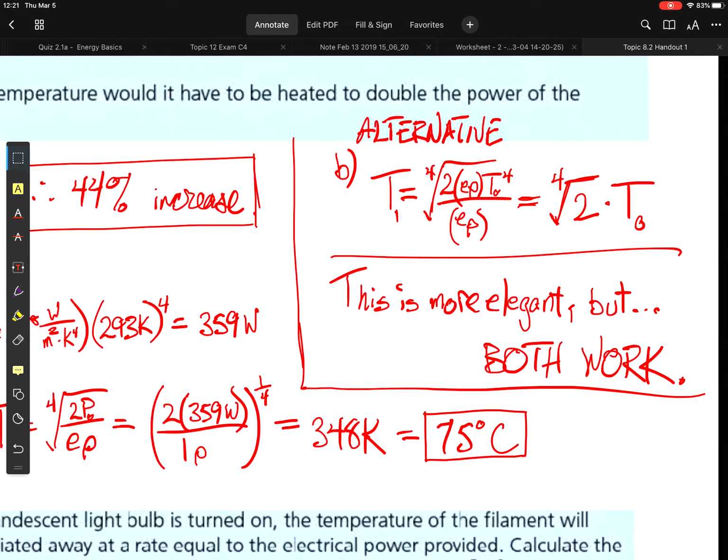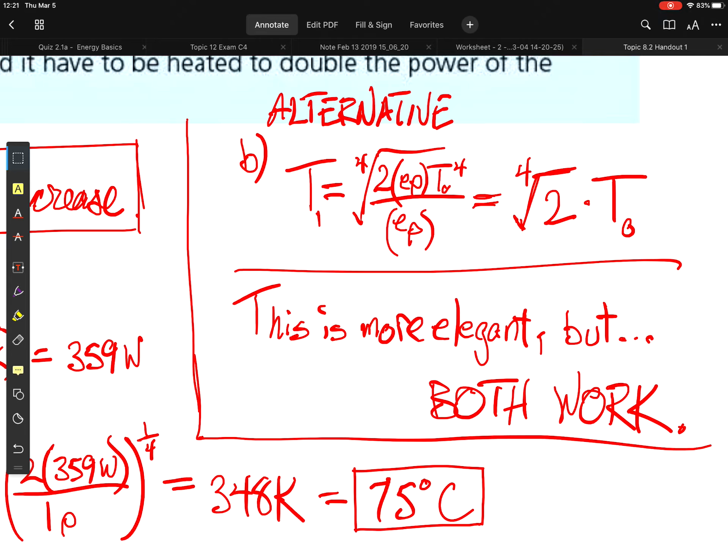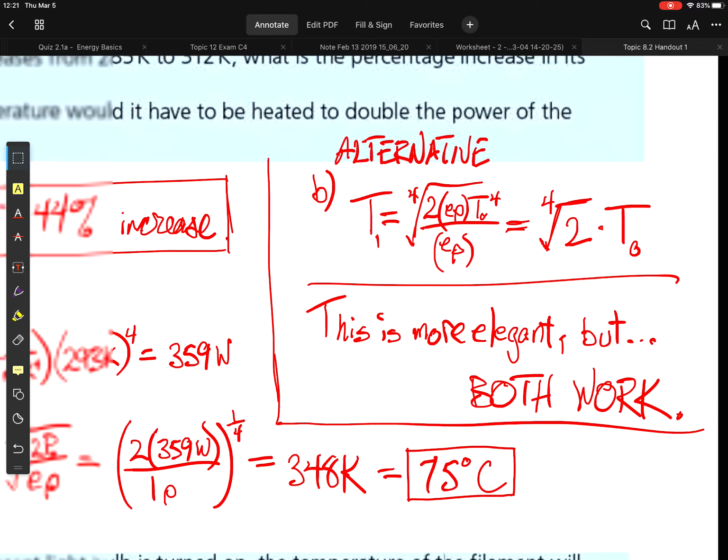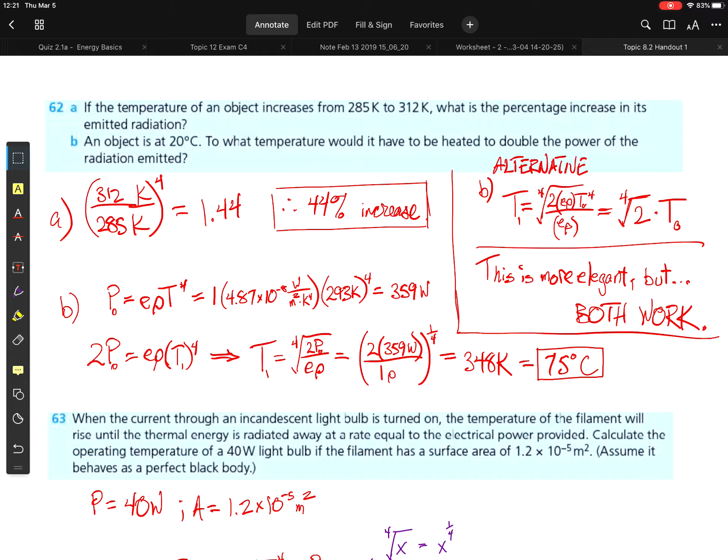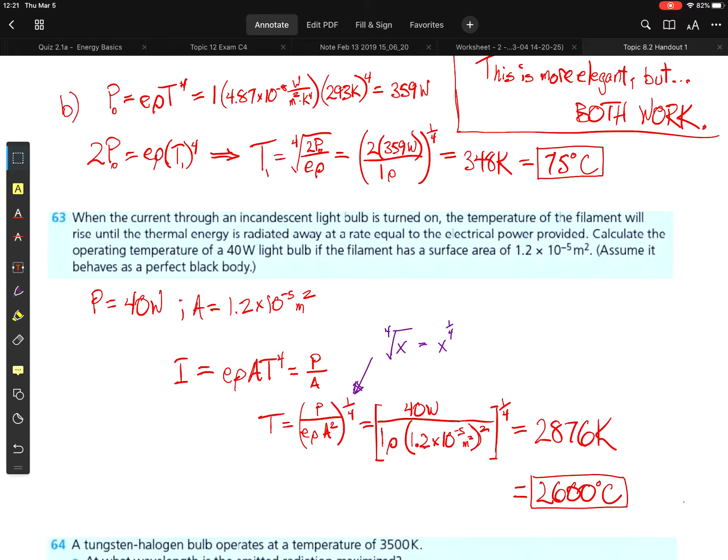Another alternative is to use the mathematics shown here in B. It's a bit more elegant, but either one is going to work. So take a look at this, work it over. Let me know if you have any questions.